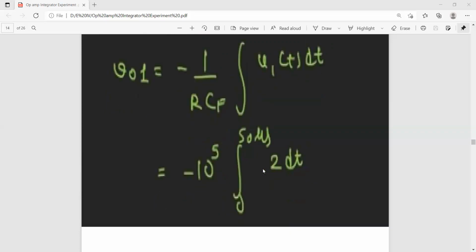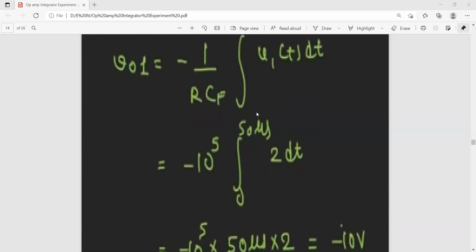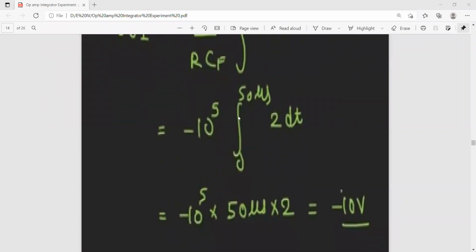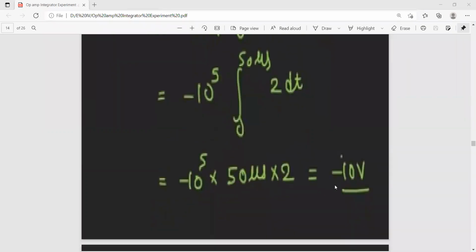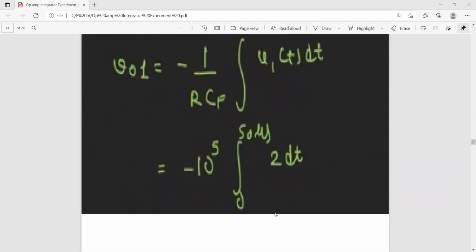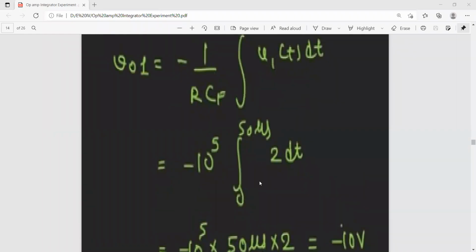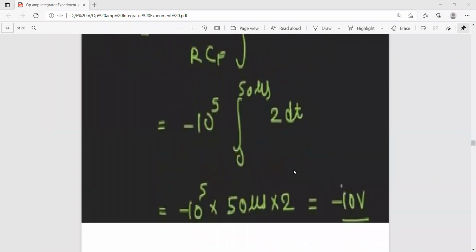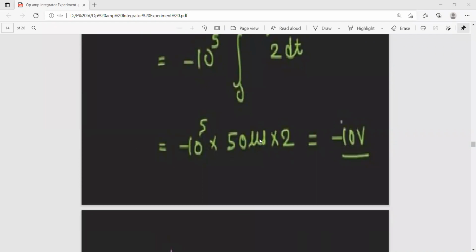Now you can apply for the positive signal, for 0 to 50 microseconds, it is a 2 volt supply, Vin voltage. For 0 to 50, 1 by R CF is equal to minus 10 to the power of 5. So 0 to 50, that is 50 into 2, approximately minus 10 volts. This is minus 10 volts for the first cycle of the clock, that is 0 to 50 microseconds, we are getting minus 10 volts.